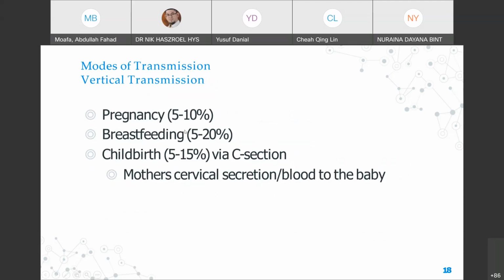As for pregnancy, like I mentioned just now, mother to child transmission contributes about 5 to 10%. Through breastfeeding, 5 to 20%. So even if the baby doesn't acquire it through the placenta, it can also acquire it through bodily fluids, breastfeeding. And through childbirth, including via C-section as well, it contributes about 5 to 15%. A big reason for this is the exposure to the mother's secretions and blood.